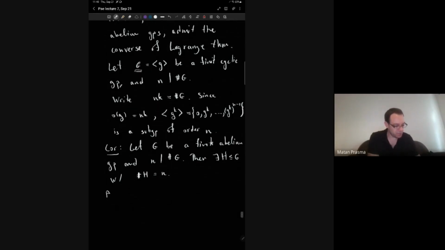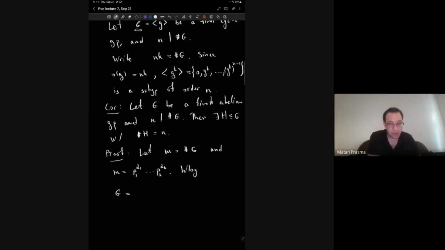Okay, so how do you prove this? Let's say M is the order of G, and I take the prime decomposition of M, say this is p1 to the alpha 1 up to pk to the alpha k. Without loss of generality, I can simply write G equal, instead of isomorphic, to the sum of the primary p-groups, or primary p-subgroups. So G_p1 sum up to G_pk.